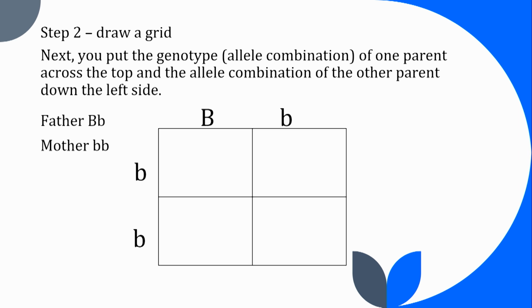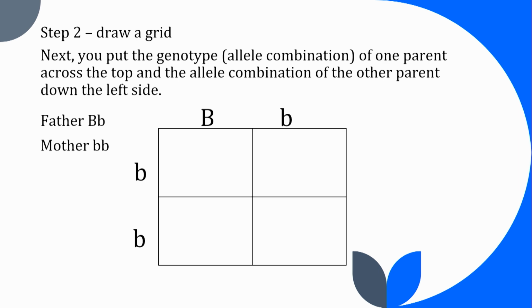All right, so here's step two. You want to draw a grid or a box with 4 squares inside of it. Then you put the allele combination of one parent across the top and the allele combination of the other parent down the side. So again, usually we would put the father up top. These represent the different gametes. So the big B would be one sperm, the little b would be a different sperm.